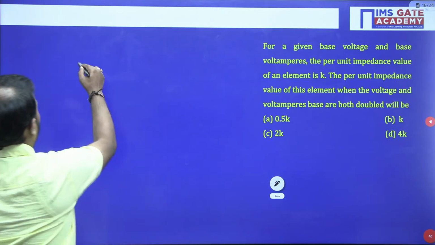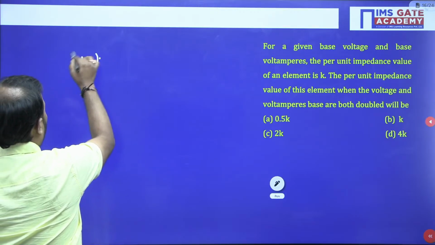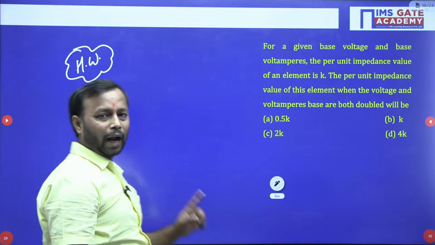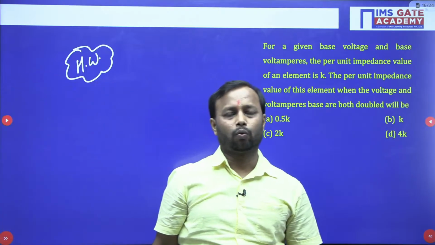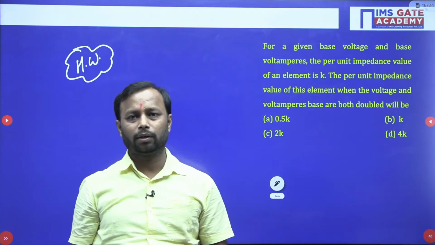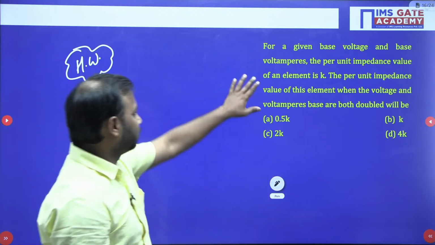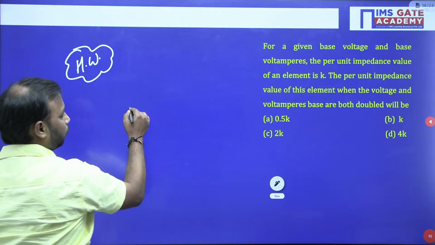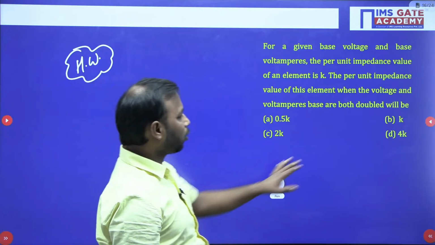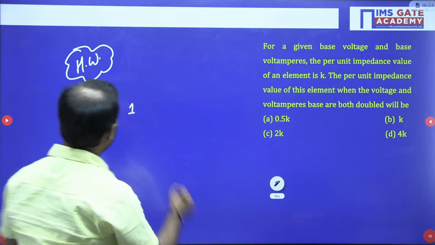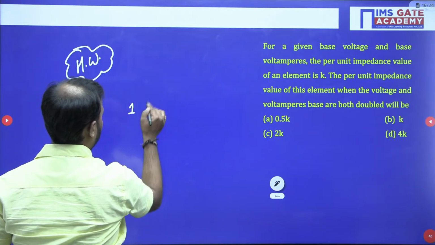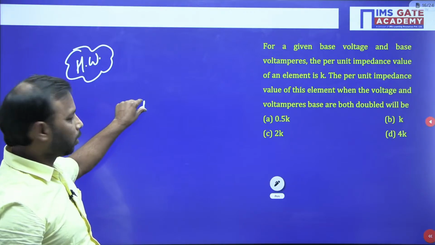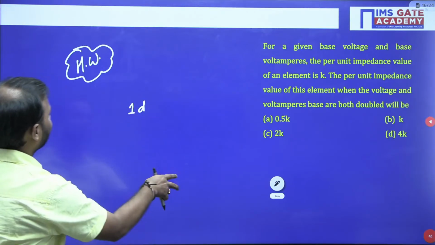Let me give some questions as homework. So this is your homework question. Homework question 1. Please do write the answer in the comment box once the session is over. For question 1, suppose the correct option is D, then you need to write 1D. 1D means question 1, correct option is D. So this is homework question 1.